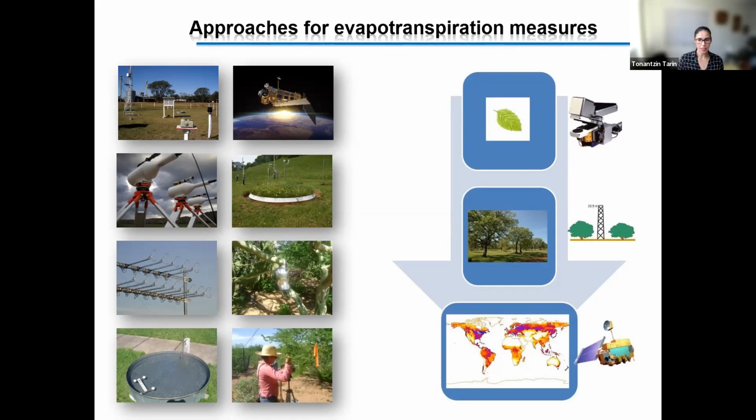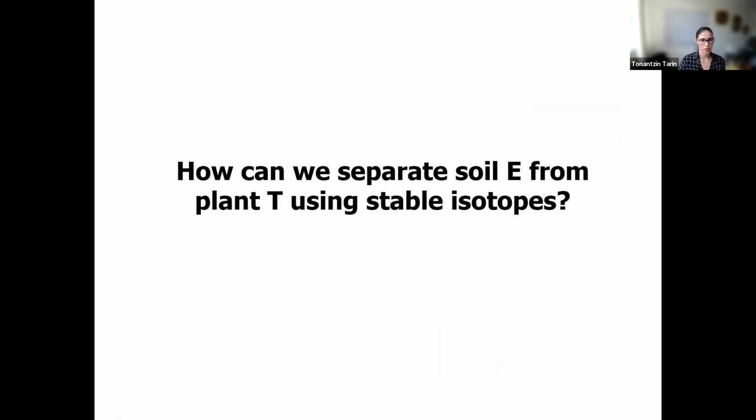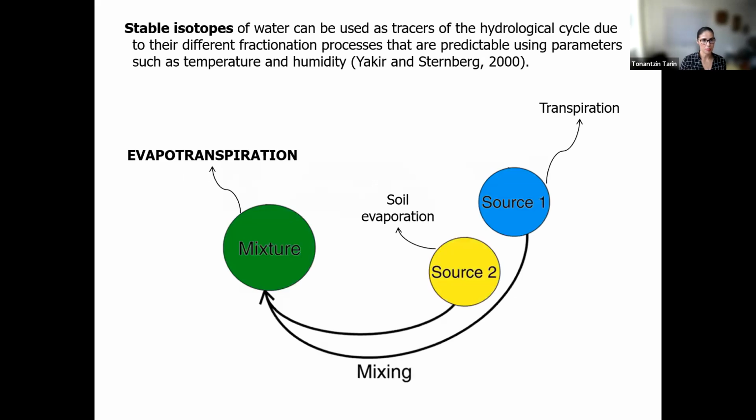When partitioning ET, the fundamental problem is the spatial representation to separate this flux into the two components of transpiration and soil evaporation at the ecosystem scale. So combining eddy covariance with stable isotopes is an alternative to partition ET at the ecosystem scale. Stable isotopes of water can be used as tracers in the hydrological cycle because these have different fractionation processes that can be predicted with temperature and humidity.